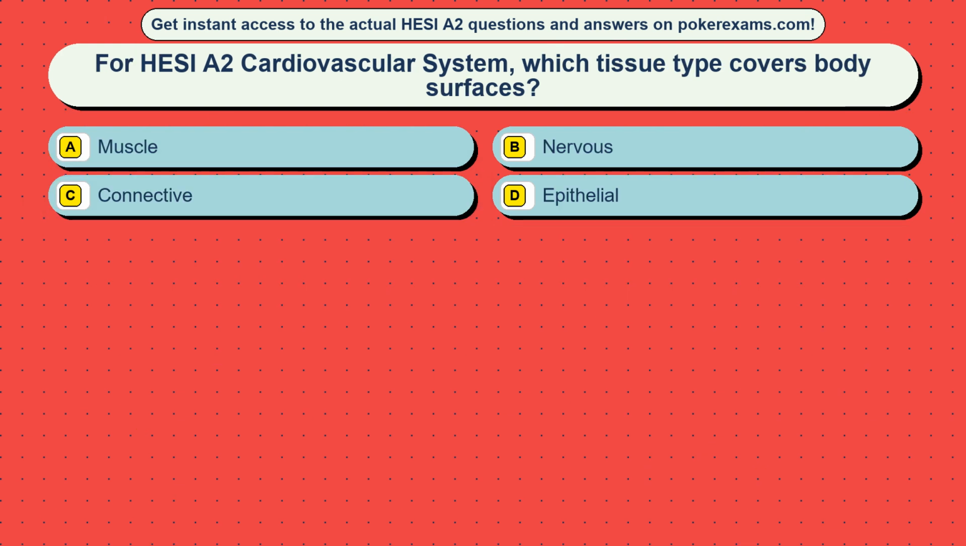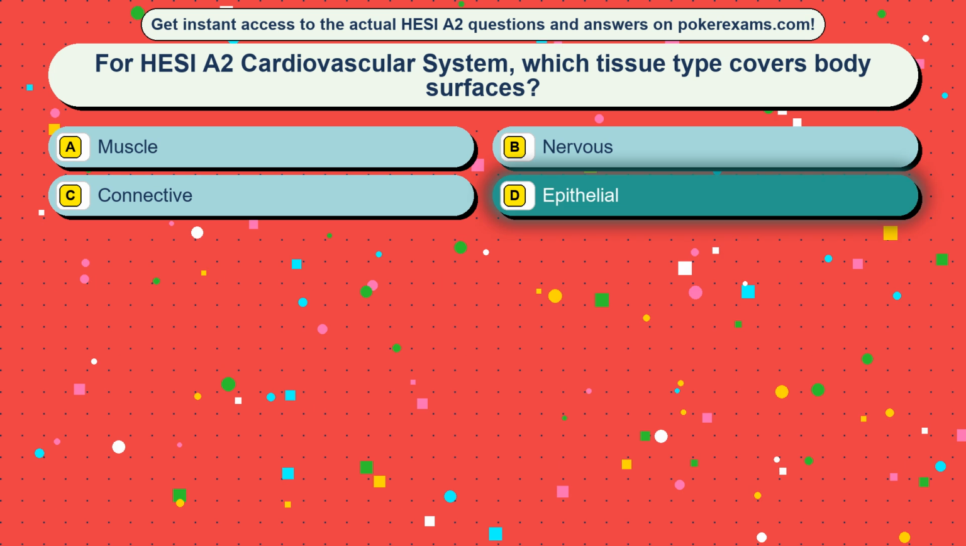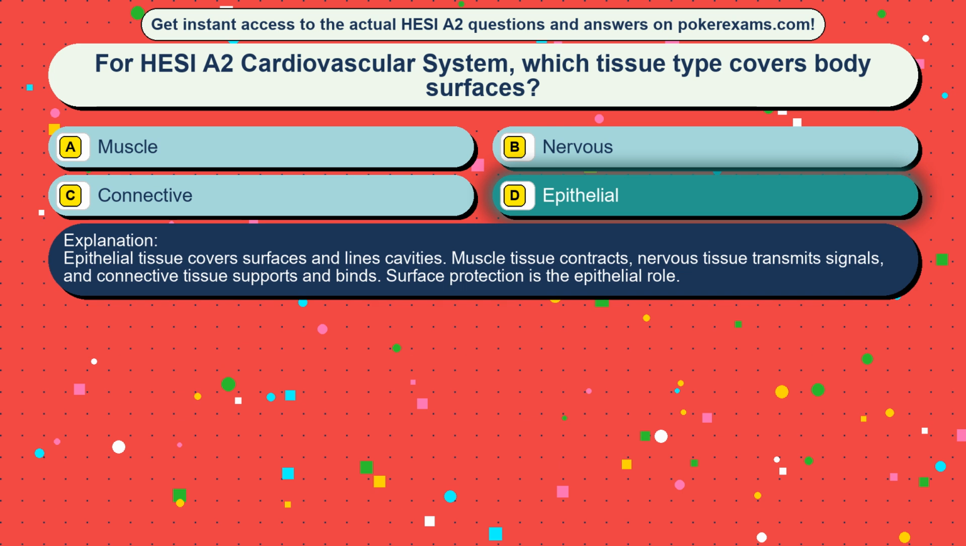Question 42. For HESI A2 cardiovascular system, which tissue type covers body surfaces? Option A, muscle, option B, nervous, option C, connective, option D, epithelial. The correct answer is option D, epithelial. Epithelial tissue covers surfaces and lines cavities. Muscle tissue contracts, nervous tissue transmits signals, and connective tissue supports and binds. Surface protection is the epithelial role.